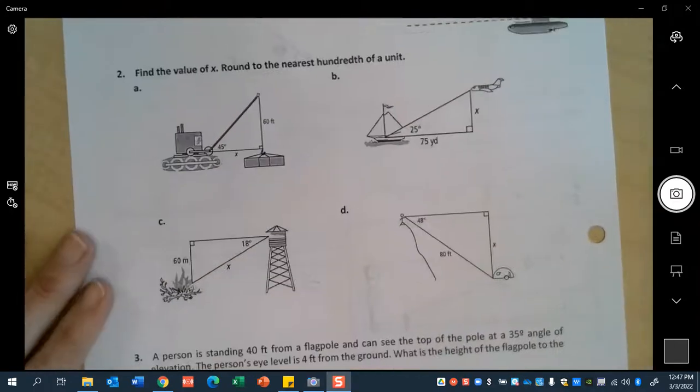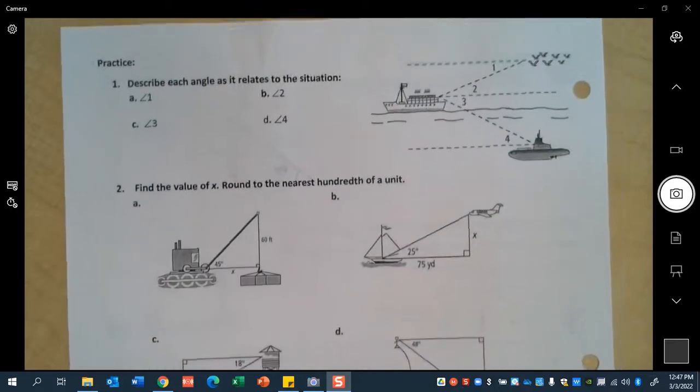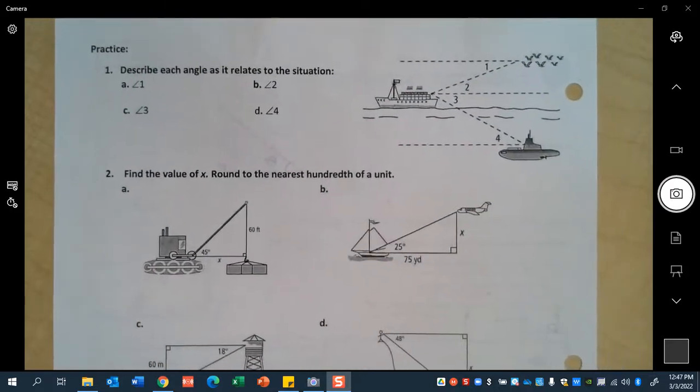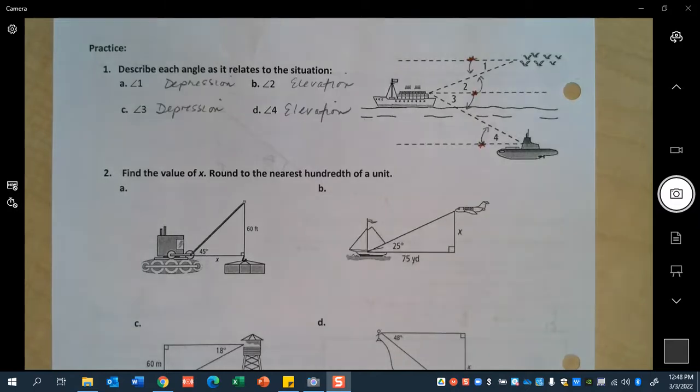On the back of the page. When you're looking at each of these angles, we have different angles of depression and elevation. Whether you're talking about the view from the boat to the birds, or actually this is a ship, from the ship to the birds, or the ship to the submarine. With your group, agree on which ones are angles of depression, which ones are angles of elevation. Go. All right, come back.